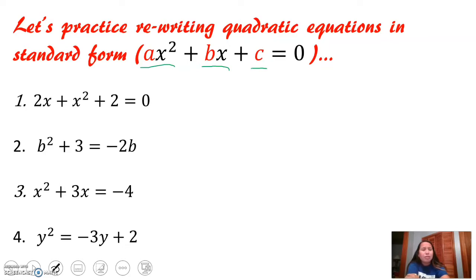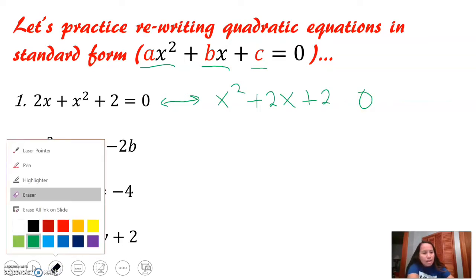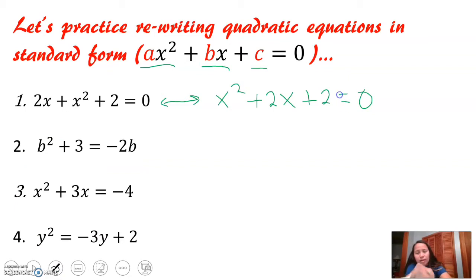So let's take a look at number 1. We have 2x plus x squared plus 2 equals 0. Now this is pretty easy. We just have to switch x squared and 2x. And we'll keep 2 equals 0. Okay? Let me just try to rewrite that clearly. Alright, there you go. Now remember the x term here. Any variable that has no exponent has actually an exponent of 1. Alright?